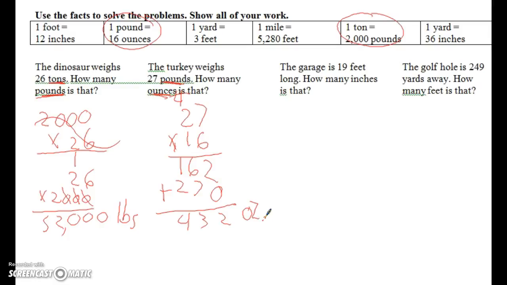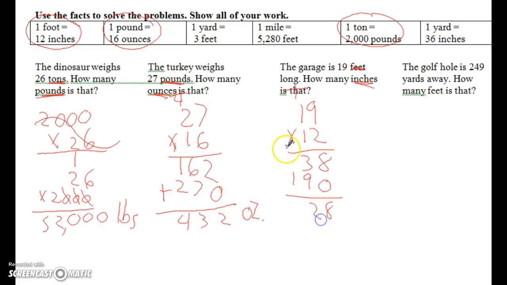The garage is 19 feet long, and we want to change the feet to inches, so I'm looking for one that has feet and inches, because almost all of the rest have one or the other. This one, notice it doesn't have the word feet, but it does have the word foot because there's only one of them. So I'm taking 19 times 12. Again, it doesn't matter which one I put on top. And I'm going to end up with 228 inches long for my garage.